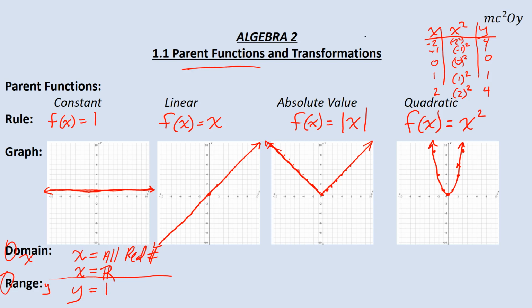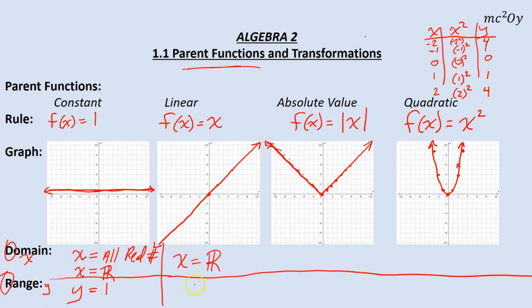In terms of linear, I'm going to just extend this over. In terms of linear, my domain, again, I can put any value in for X. No matter what I put in, I'll get an output. So if I put 100 in, I'm going to get 100 out. So X is equal to, once again, all real numbers. And you can kind of see that. The graph extends in both directions forever.